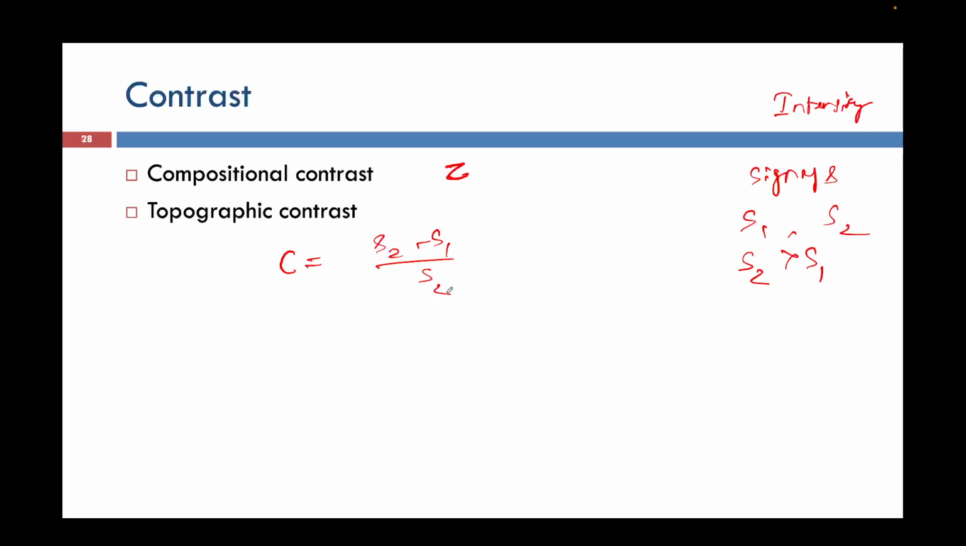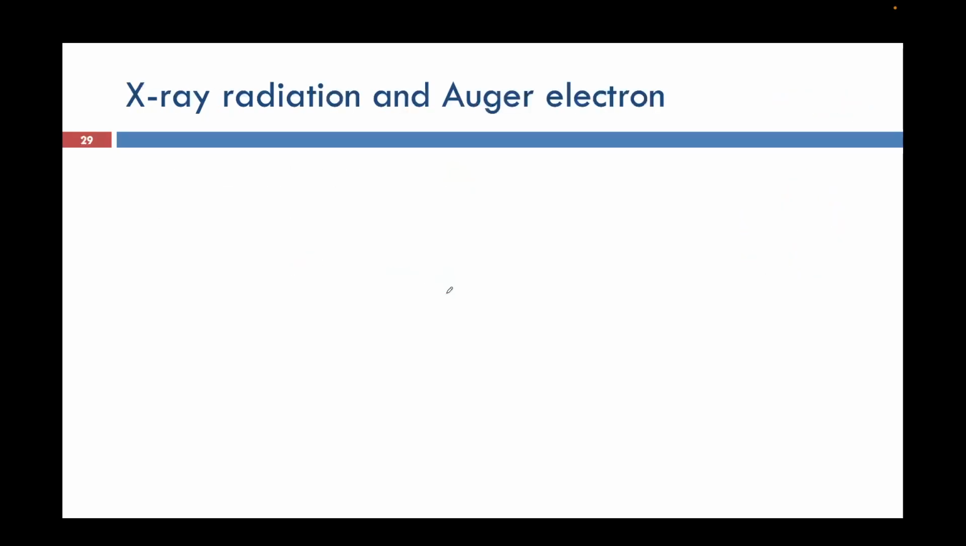Now we will talk, in SEM, about the contrast in terms of the signals that we are getting. Here the X-ray radiation and the secondary electrons also come. X-ray radiation we will study in brief. I'm just telling you in short: let's say this is an outer shell and this is an inner shell electron of an atom.